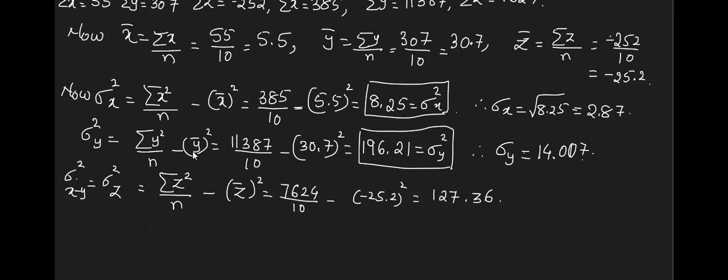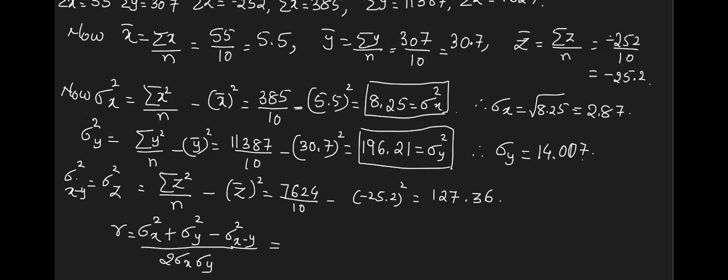Just see the formula for r. Help me in writing. One of you can tell. R is sigma square x plus sigma square y minus sigma square x minus y, divided by 2 sigma x into sigma y. Okay, substitute the values. Don't write the answer directly.